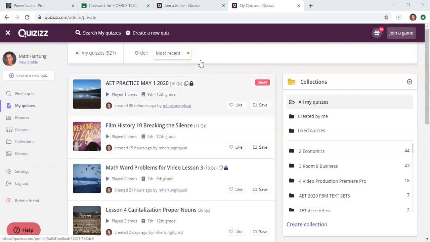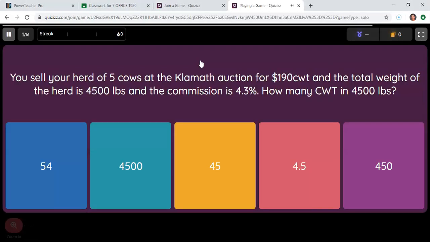Let's do a review practice of our quizzes for May 1st. You sell your herd of cows, 5 of them, at the Klamath auction for $190 CWT, and the total weight of the herd is 4,500 pounds, and the commission is 0.043 or 4.3%. How many CWT in 4,500 pounds? CWT is hundredweight. Take your 4,500 pounds and divide it by 100. And you should get 45.